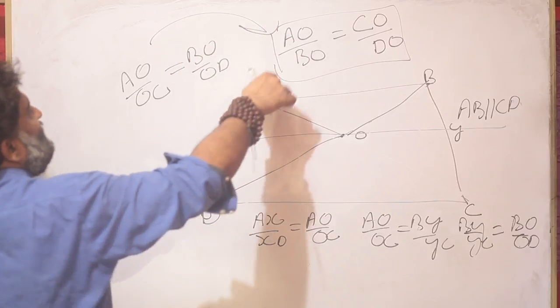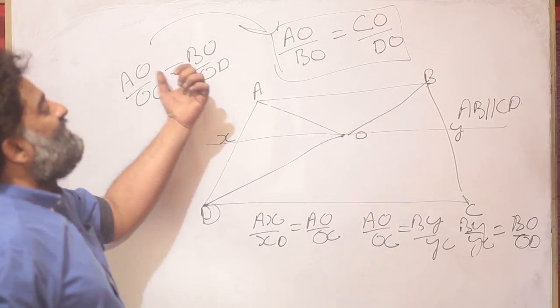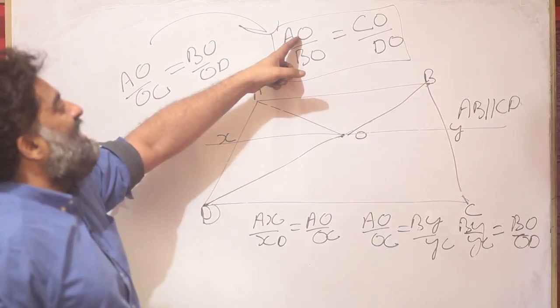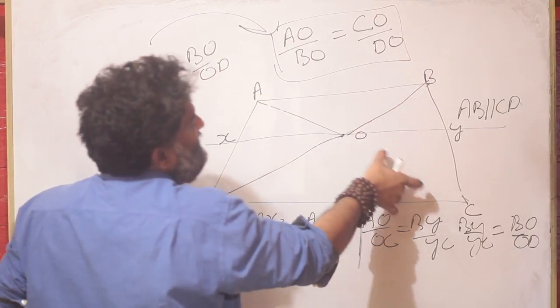Just play with this a little and you will come to this result. Move this BO here and this OC here and rewrite as CO, and you will get that AO upon BO is the same as CO upon DO.